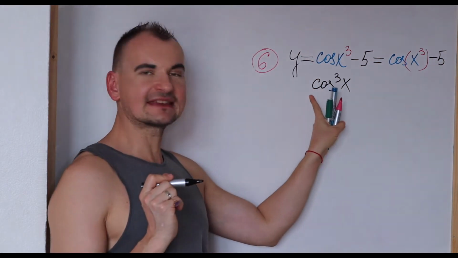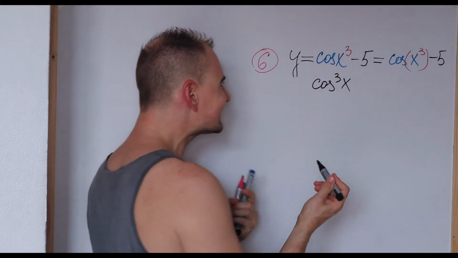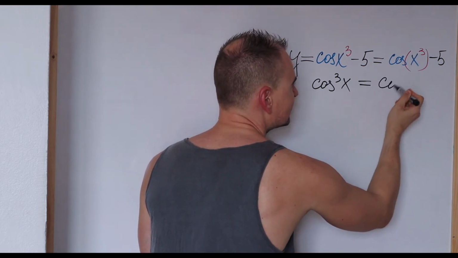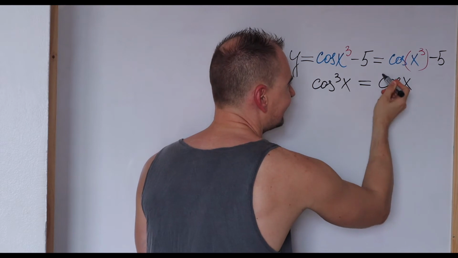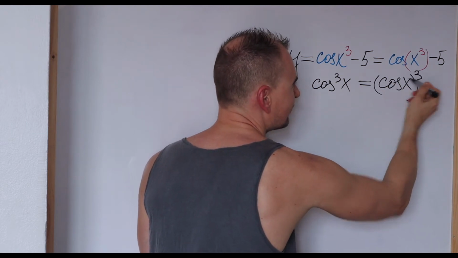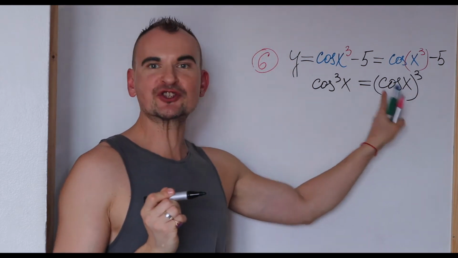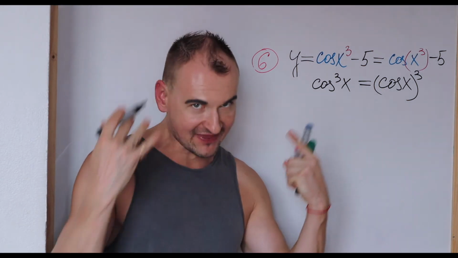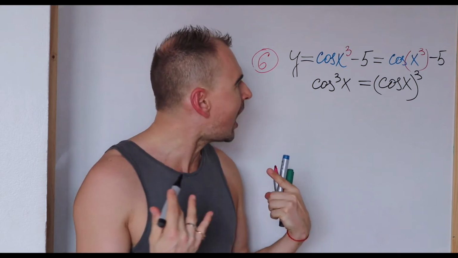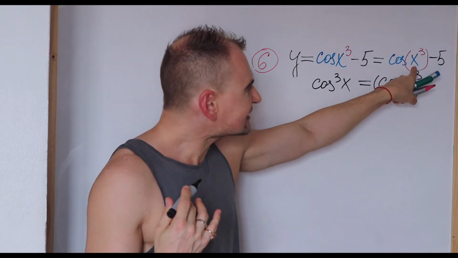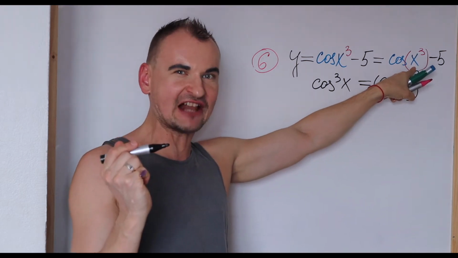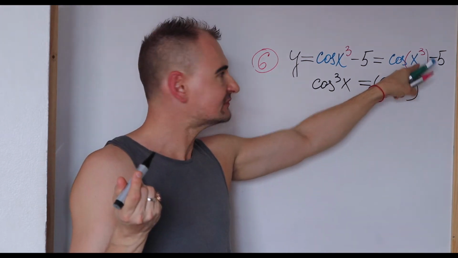That being said, this expression means something completely different. All that means is your function is cosine x raised to the third power, meaning cosine x multiplied by itself 3 times by the definition of the power. In the first case, it means x multiplied by itself 3 times.